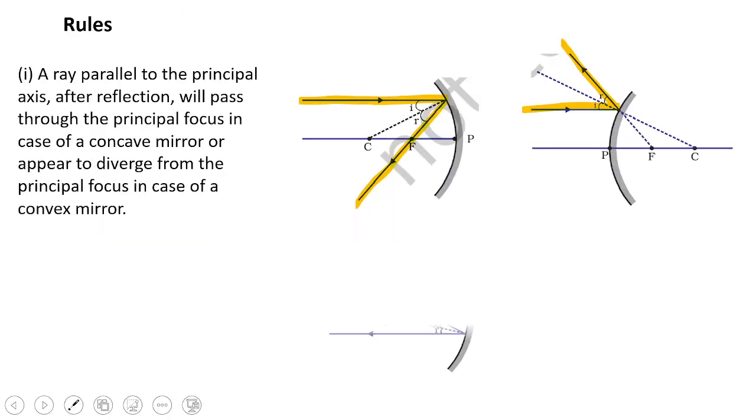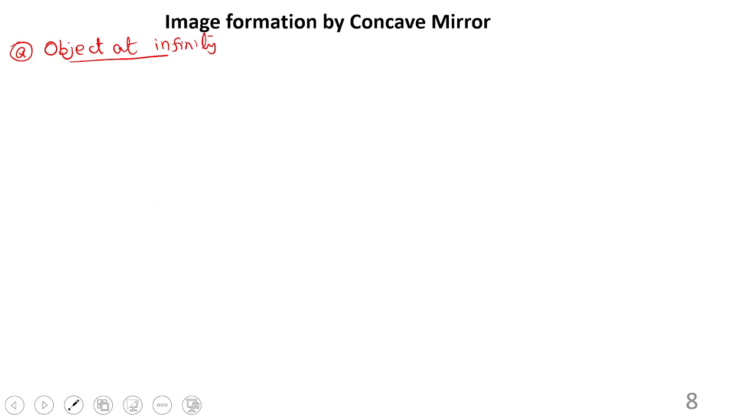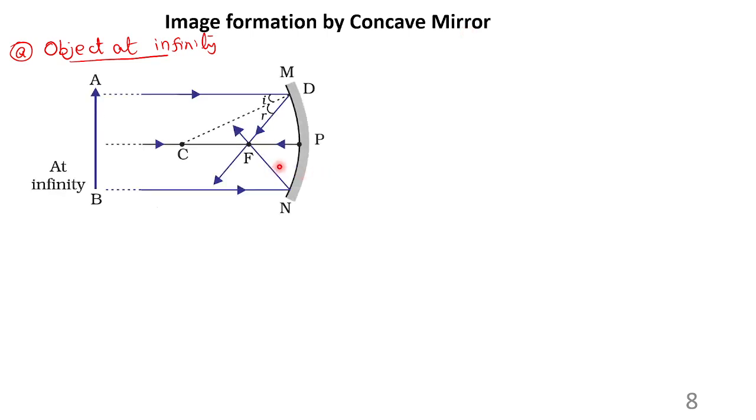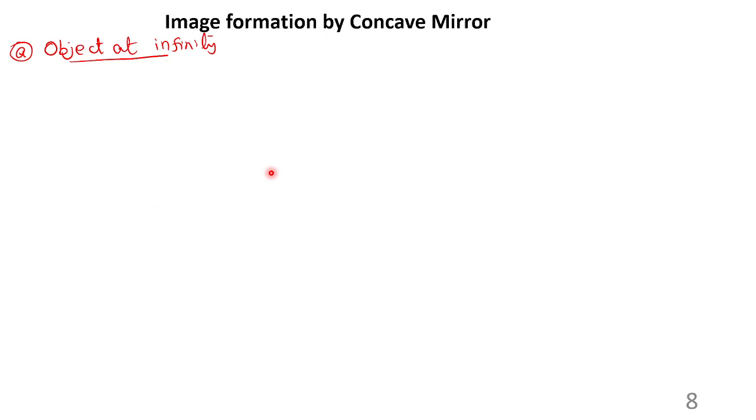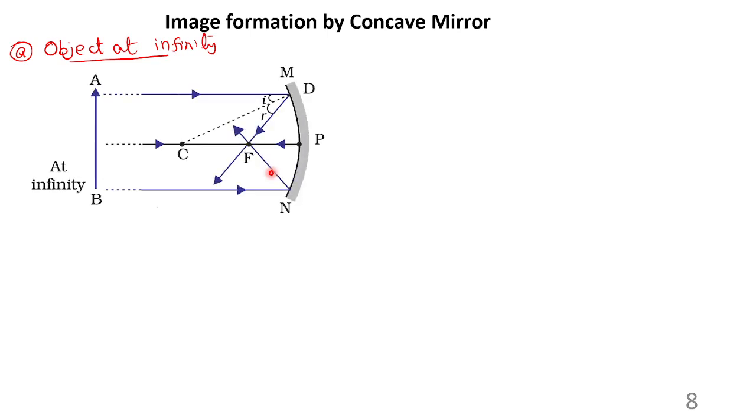Okay. So listen, all of you please listen. The 6 cases are there: image formation by concave mirror. There is a diagram, and this diagram is important. I will discuss this diagram, but let me draw it step by step. Let me explain step by step, and after that I will explain this diagram.